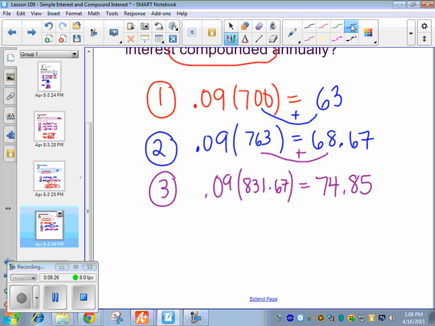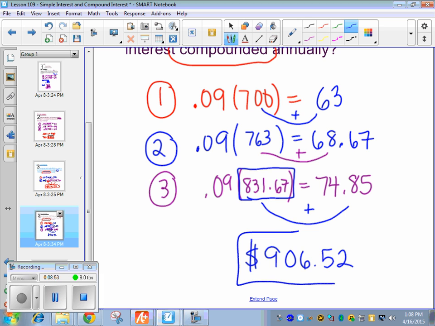Now, our final answer, you don't have to go back and add them all up. You only have to add this, because this was already our sum from year 2, plus our interest that we made in year 3, and this would be our total amount of money. Anybody got it? Aiden? Is that right, you guys? Okay, I hope we got this one.